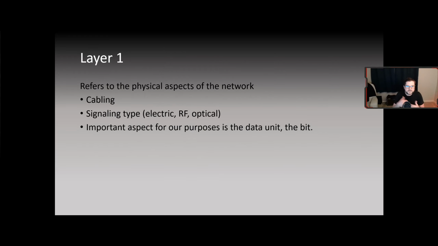So layer 1, just continuing along, refers to the physical aspects of the network. It's the cables, it's the signaling. If you're dealing with just your standard Ethernet cable, it's electric for the signaling type. If you're dealing with wireless, it's radio frequency. And if it's optical, or fiber, I should say, then it's optical.